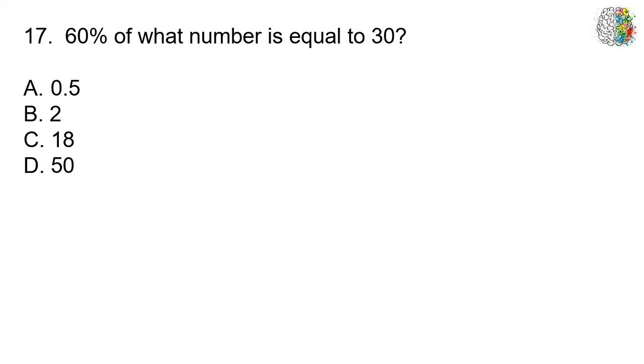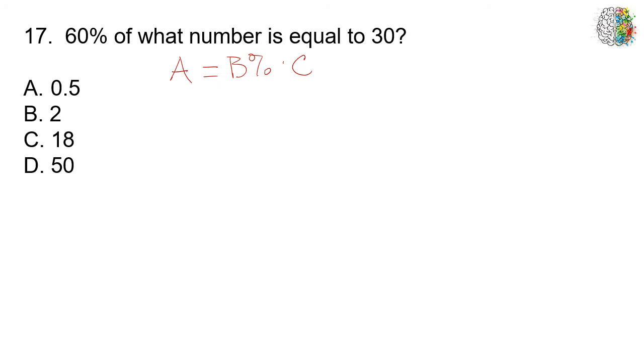Number 17 is also a percentage problem. So this one says 60% of what number is equal to 30. So once again, we're going to put it in our formula of A equals B percent times C, where A is a portion of the total, B is a percent, and C is the total amount.